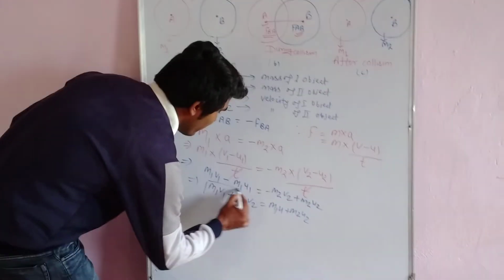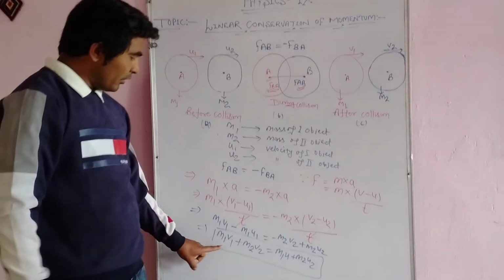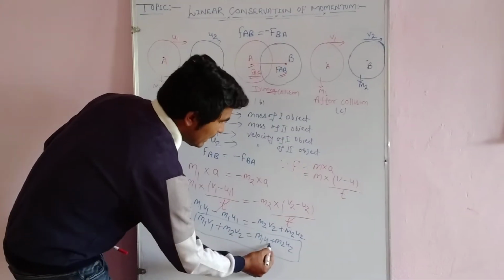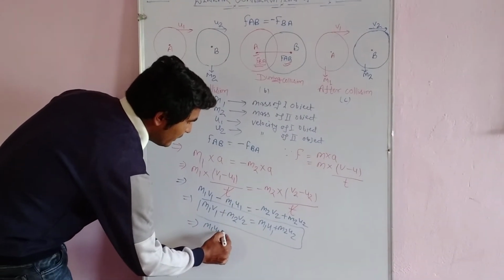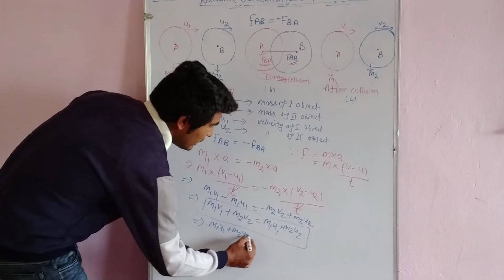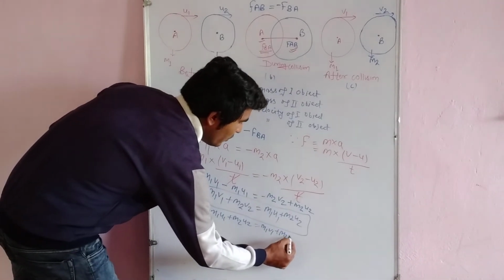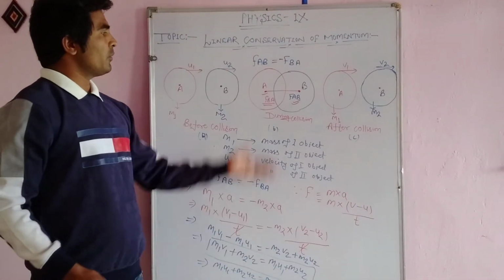This is the proof of linear conservation of momentum. m1 u1 plus m2 u2 is equal to m1 v1 plus m2 v2. Yes students, this is the proof of linear conservation of momentum.